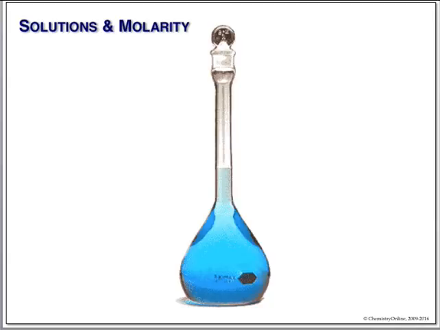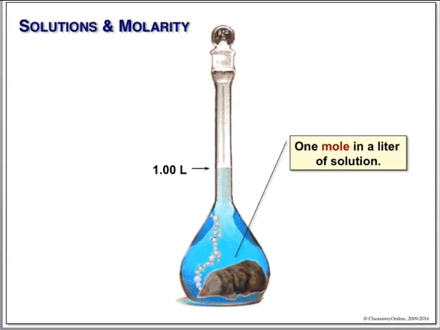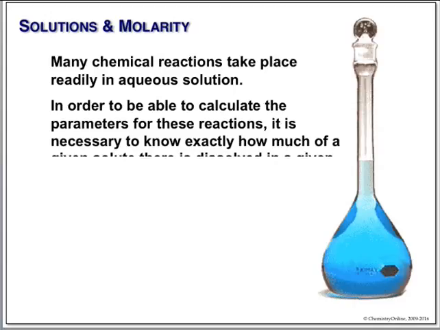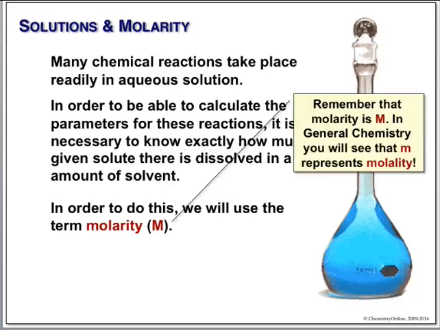This is a volumetric flask. It's etched with a little line that's exactly 1 liter. And this is 1 mole per liter. Get it? All right. The concept of molarity allows us to do reactions in solution because we will know exactly how many moles of something we have in a given volume.